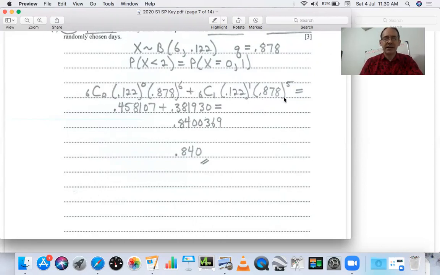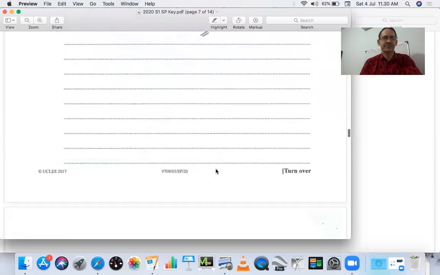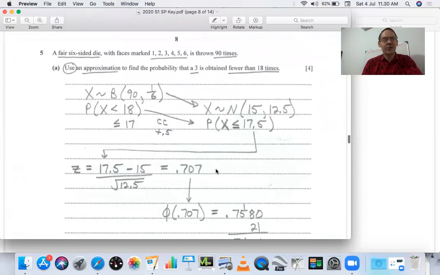You calculate that on your calculator using your nCr key and your exponent keys. You multiply all this out, you get this number, multiply this out, you get that number, add them together, you get this number, and to 3 significant figures, you have 0.840 as your answer.